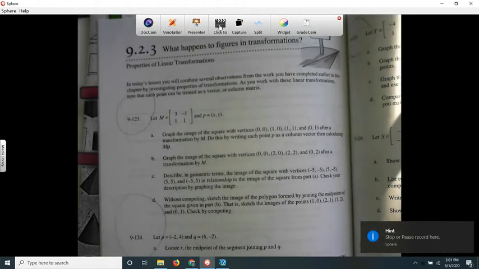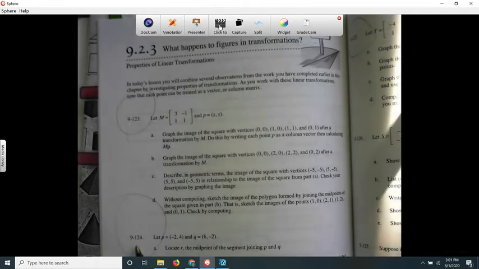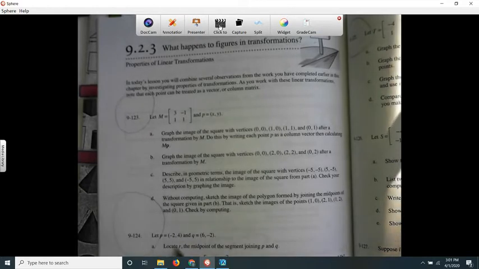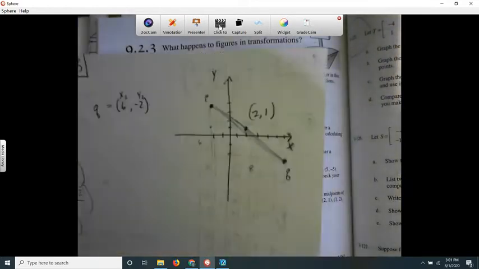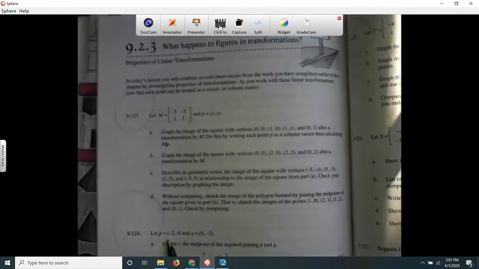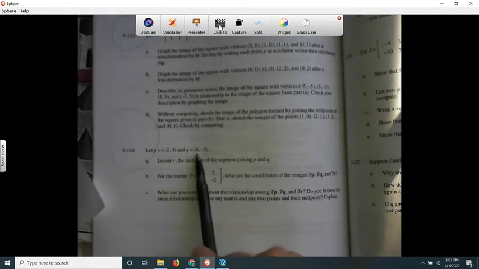Here's Precal 9.2.3 lecture. We already did 9-123. We're going to do 9-124 and 9-125. So 9-124, it says let P equal (-2, 4) and Q is (6, -2). Locate R, the midpoint of the segment joining P and Q.